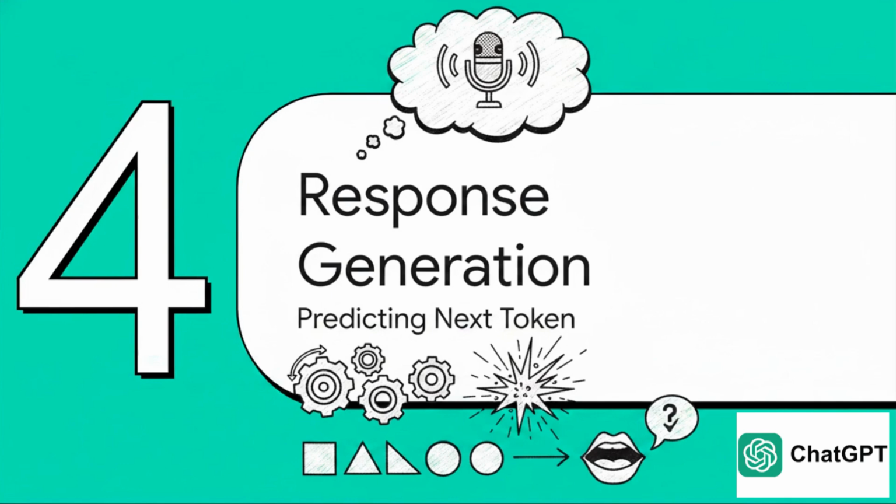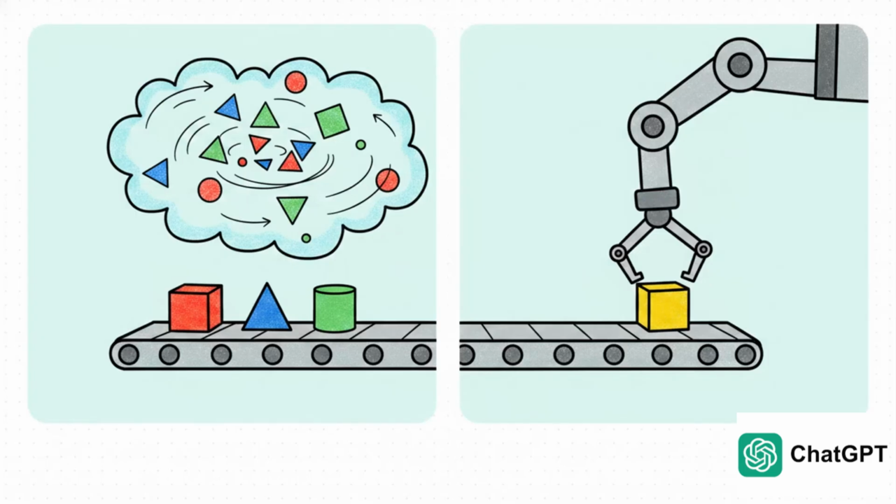Section 4. Response generation, autocomplete on steroids. Once the AI has chopped up your prompt, looked at the big picture, and mapped out all that context, it's finally time to talk back to you. After deeply understanding your input, ChatGPT doesn't just pull a pre-written answer out of some digital filing cabinet. No, it builds the answer completely from scratch.